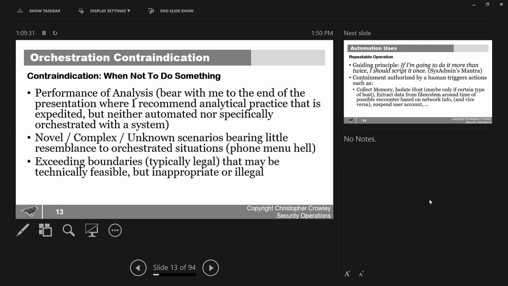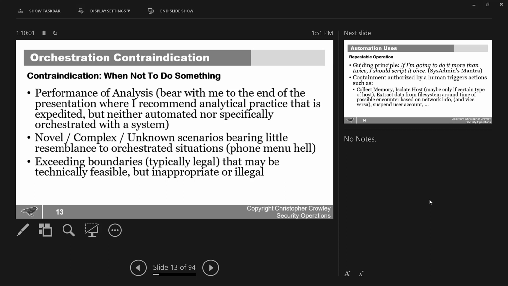Okay? Now, when I think about this, if I'm saying what stuff should I orchestrate, I also want to think about circumstances where I shouldn't orchestrate. What's a bad idea about orchestration? What are reasons why I wouldn't want to do that? Okay? So I'm going to talk about the notion of performance of analysis. I really think that human beings should be the ones that are actually doing the analysis.